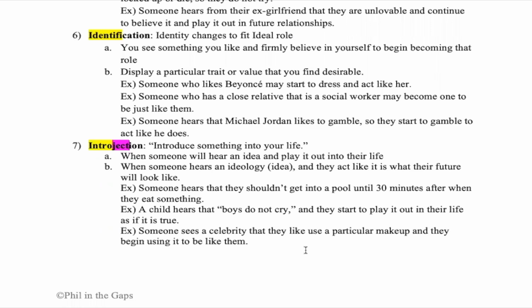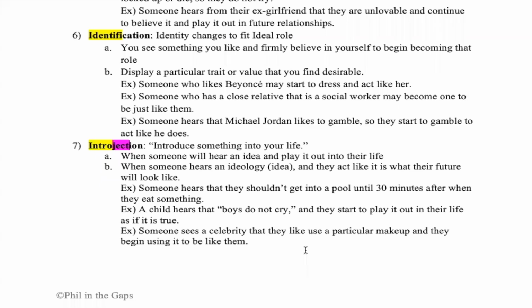Another example, the child hears that boys do not cry and they start to play it out in their life as if it is true. However, over time, they're given new pieces of information. They can make adaptations for what they want their life to look like. However, if they don't, and they're continuously introduced or injected with all these different things, it could solidify and influence their identity.